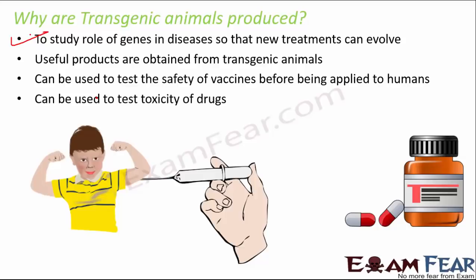out of transgenic animals. They can be used to test the safety of vaccines before being applied to humans, and can be used to test the toxicity of drugs. So basically, one advantage of these transgenic animals is that they give us useful products. The other advantage is that they can be used for experimentation, whether to experiment with drugs or with vaccines.